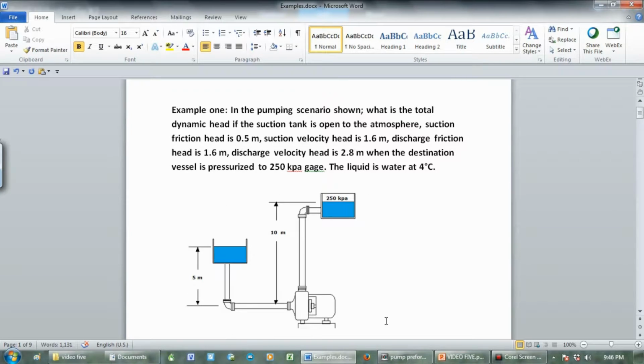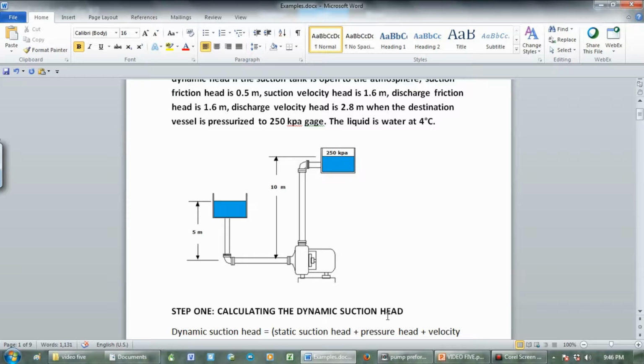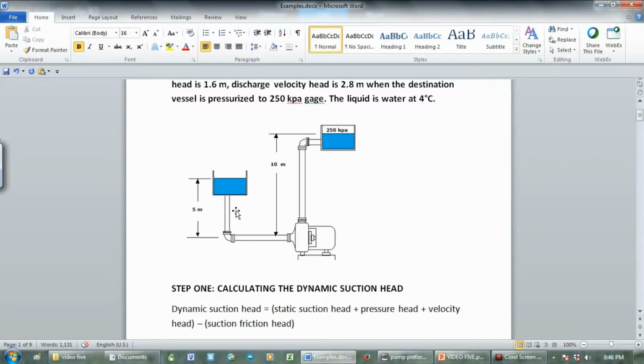Okay, here's our example. We have our pumping system drawn. We see it's dynamic suction head, so total dynamic head will be dynamic discharge head minus dynamic suction head. So we're going to divide the problem into 3 steps. First, we're going to calculate the dynamic suction head. Second, we're going to calculate the dynamic discharge head. And then we are going to find the resultant of both heads.